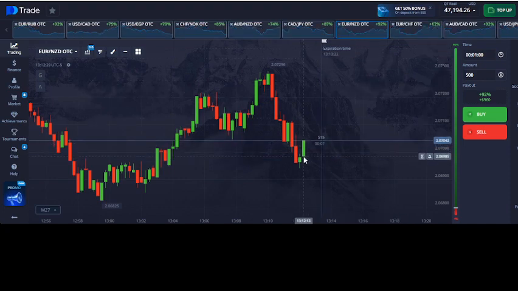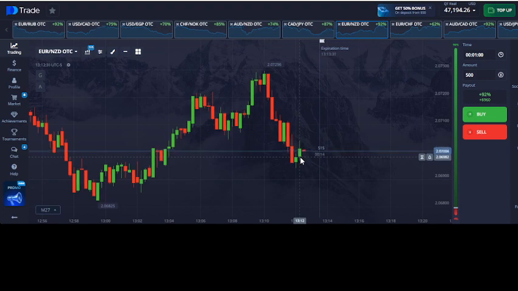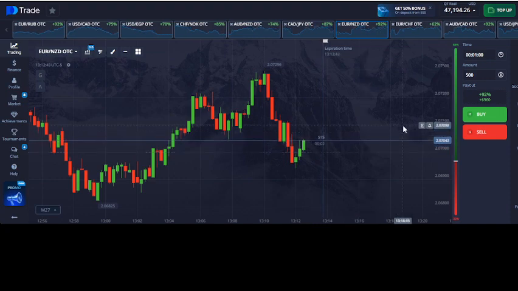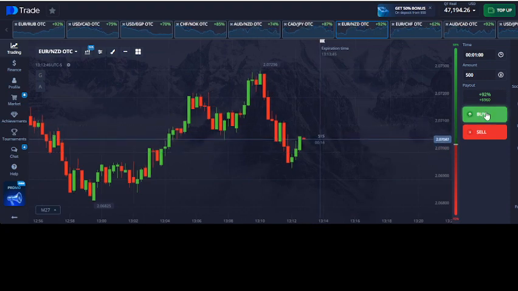No, wow, we missed it. See that gap? But I didn't take the trade. Let's see if another gap forms here.